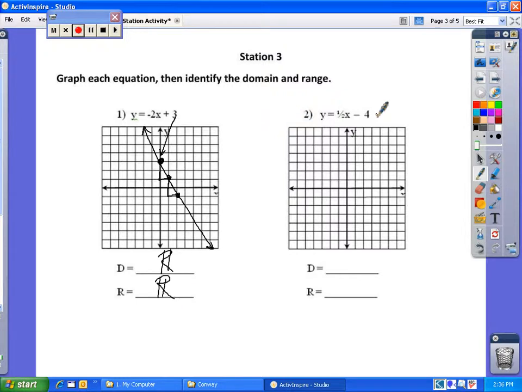Over here, my y-intercept is -4, so that's 1, 2, 3, 4. Go up 1 over 2, up 1 over 2, up 1 over 2. And notice you are getting this straight line. And again, since this is a linear function, it's all real numbers.